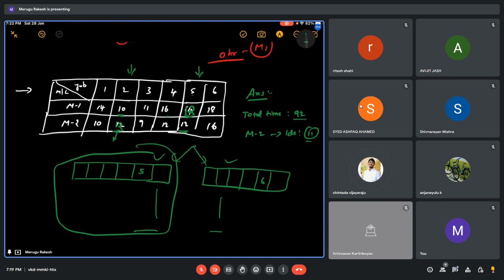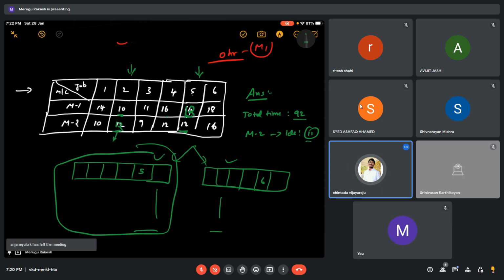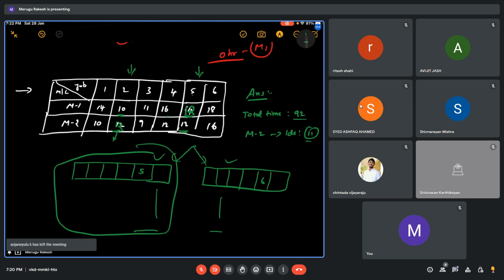Which one has the total minimum time? That job will come first. Yes, in principle, that is the one. Whichever is giving the minimum total time, of course that will be the optimal processing order, because that is the one which is giving you the less total time.